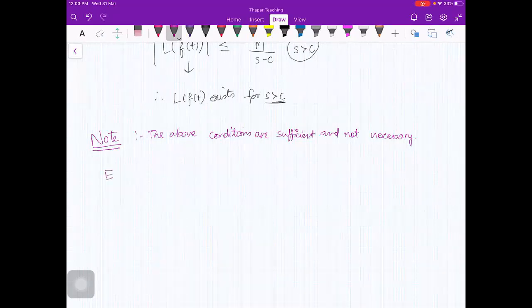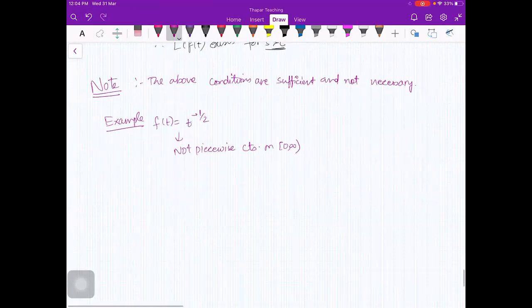So I am giving you an example: t raised to the power minus half. This is a function t raised to the power minus half. This is not piecewise continuous on 0 to infinity. How? At 0, look at its limit: as t goes to 0, 1 by root t is infinity. So it is not piecewise continuous because it is not a jump discontinuity.